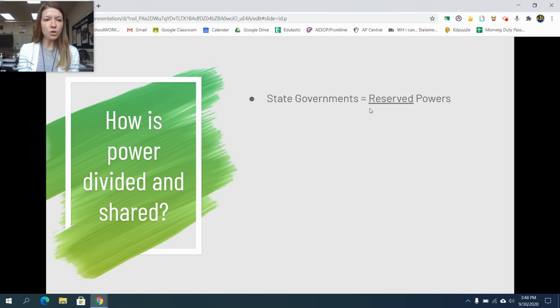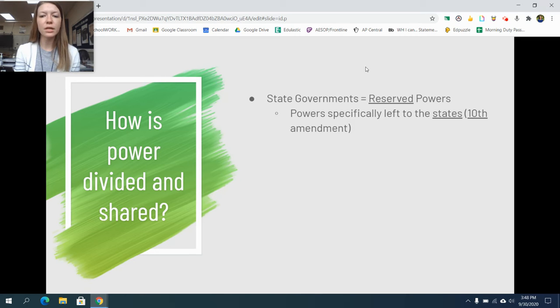Now, states also have powers in a federal system, and these are called reserved powers. And these reserved powers are powers specifically left to the states. And this is really done through the 10th Amendment. You guys saw this when we were working on the Bill of Rights.